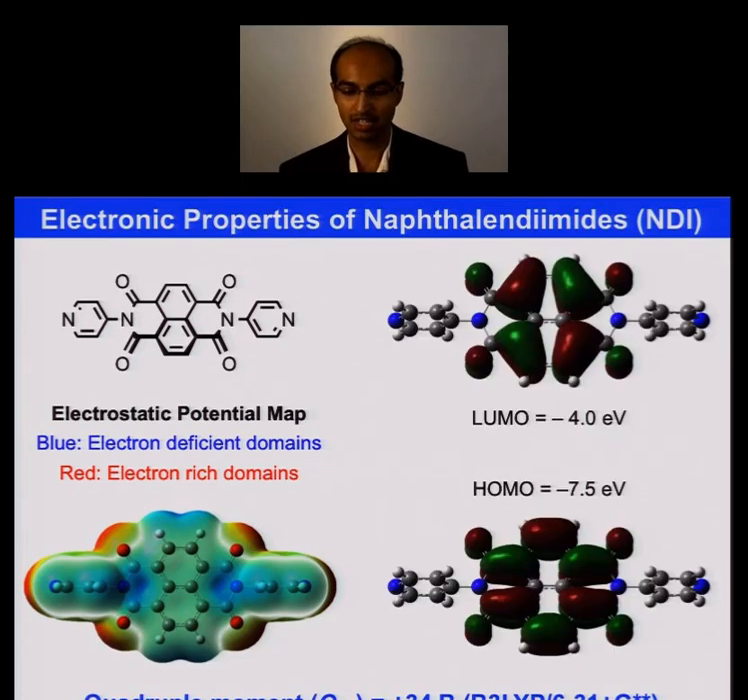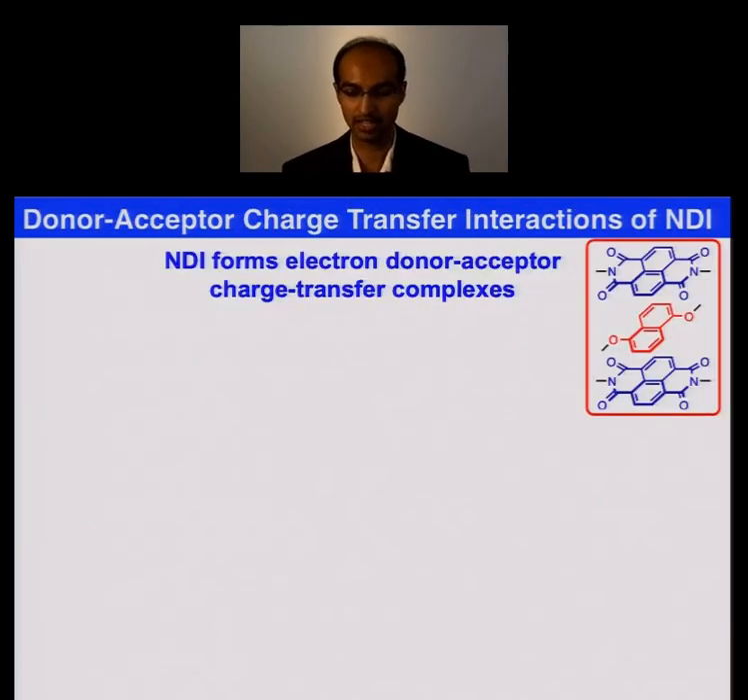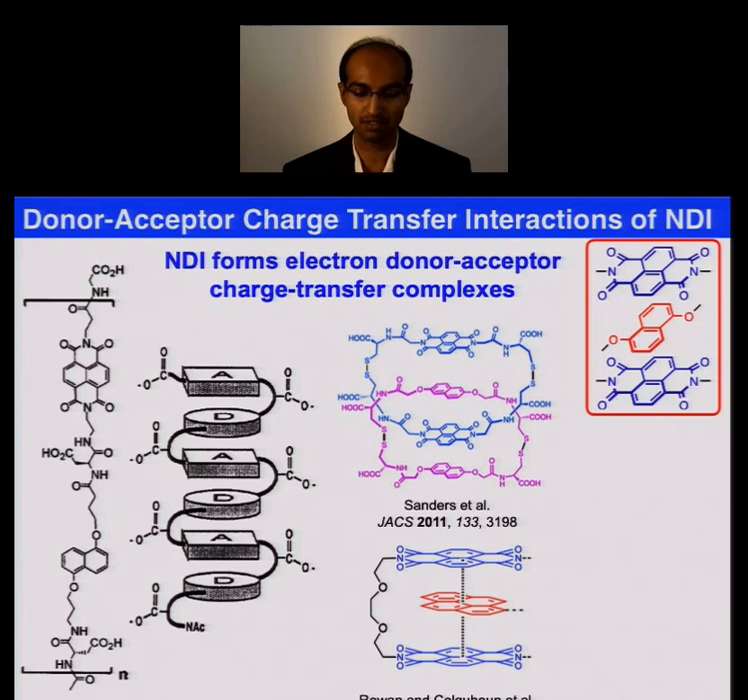Because it is electron deficient, it also has a low-lying LUMO level at -4 electron volt. Taking advantage of that electron deficiency, it can interact with pi-electron-rich aromatic compounds such as naphthalene and pyrene to make charge transfer donor-acceptor complexes. Supramolecular chemists took advantage of those kinds of complexes to make different supramolecular materials such as ADMRs, rotaxanes and catenanes, and self-healing supramolecular polymers.